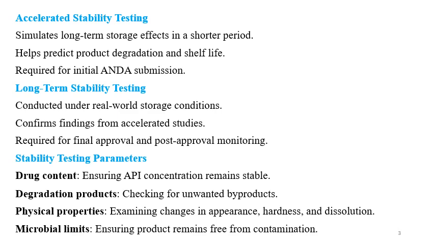Stability testing parameters. So, what parameters are required to be tested? First is drug content. You can consider it as assay to ensure API concentration remains stable. Then degradation products, checking for unwanted byproducts, impurities, and degradation products of the formulation. Consider degradation products as organic impurities or related substances. Then physical properties are required to be retained, examining the changes in appearance, hardness, dissolution, disintegration, these properties of the formulation, and also microbial limits, ensuring the product remains free from the contamination.